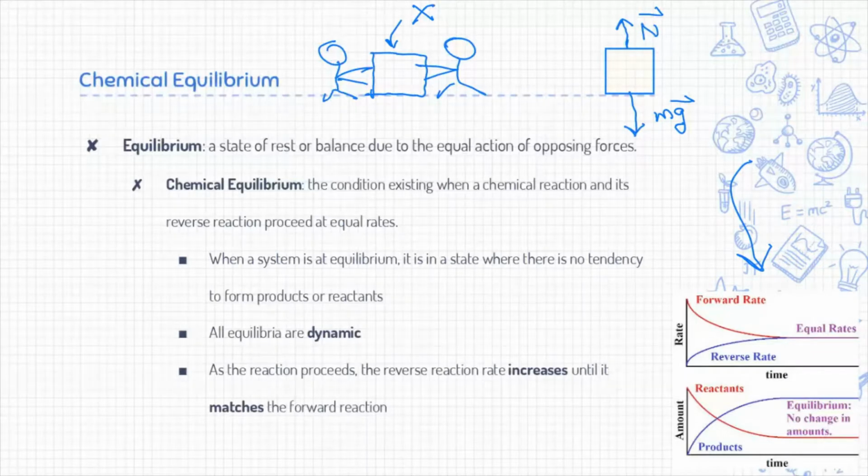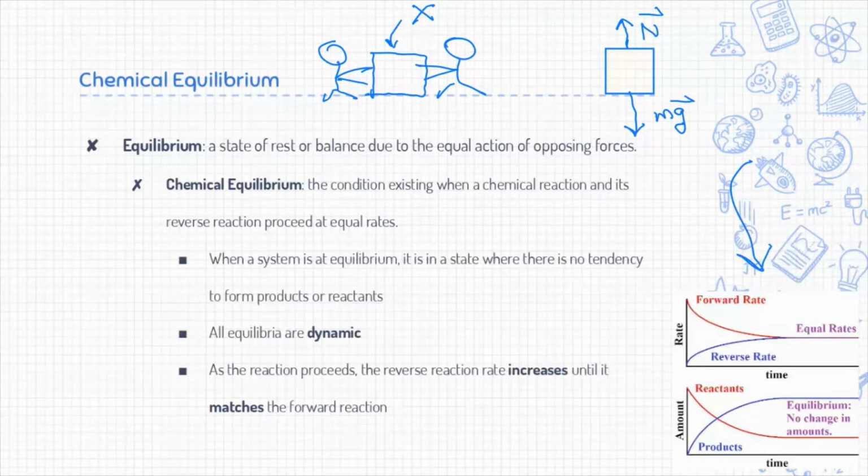So there are key things to remember when we're talking about equilibrium. When a system is at equilibrium, it is in a state where there is no tendency to form products and reactants. That's true, and we can think about that when we think about the definition of equilibrium itself. All equilibria are dynamic, like I just said. The forward rate and the reverse rate approach a certain value, and do not approach zero. That's a key thing you should probably remember.